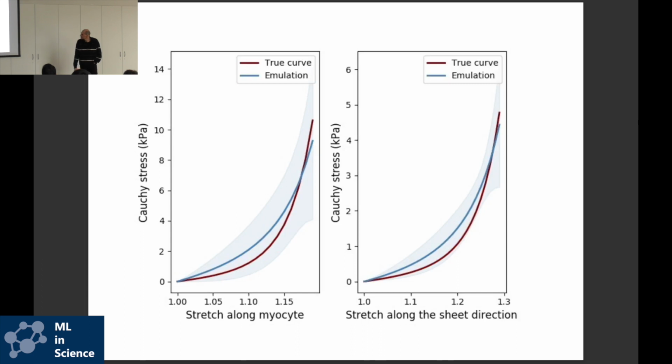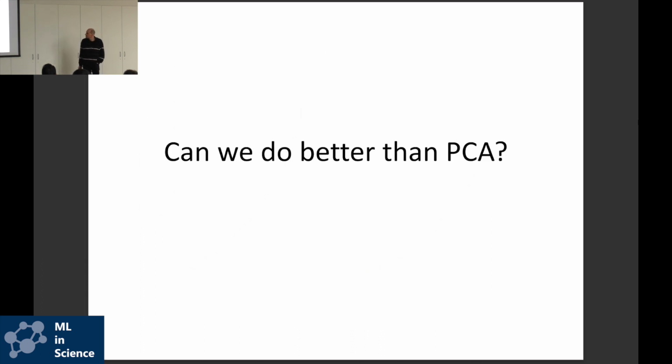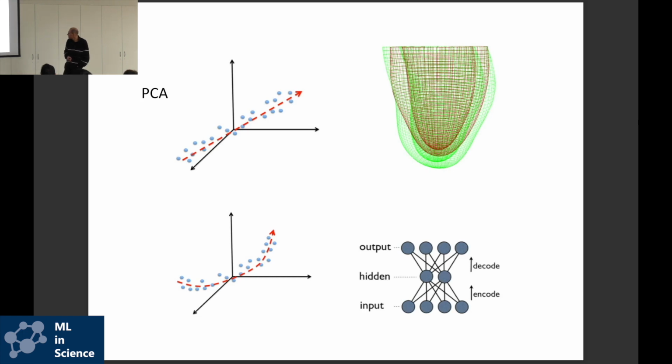So the obvious question we asked was, can we do it better than PCA? But PCA is restricted to a linear manifold in this high-dimensional space. Can we allow for nonlinearities? We tried all sorts of approaches, variational autoencoders, bottleneck neural networks, well, we didn't actually find any improvement.